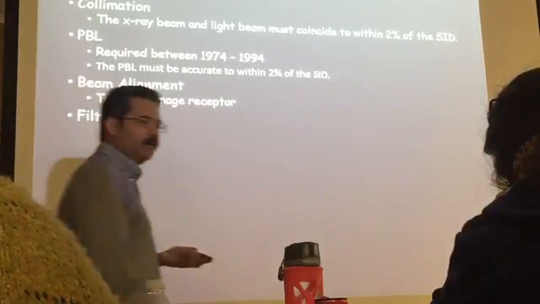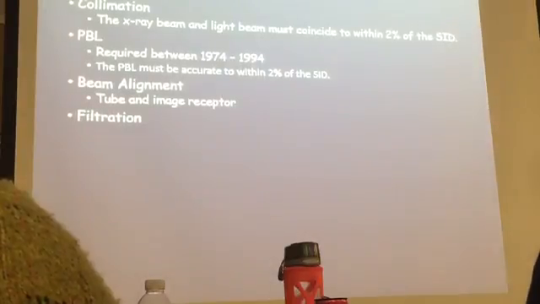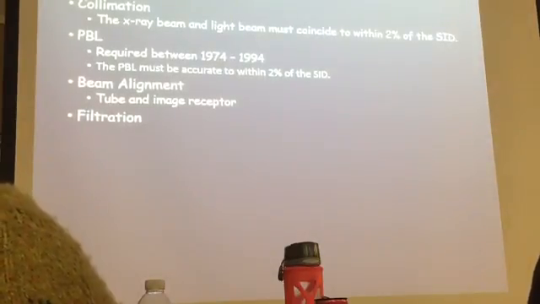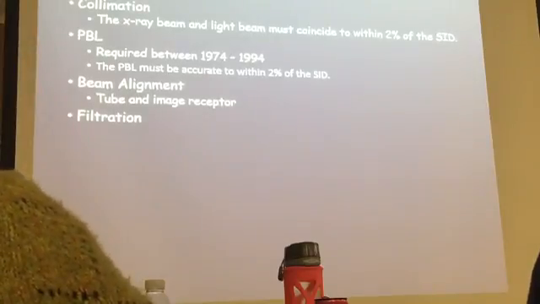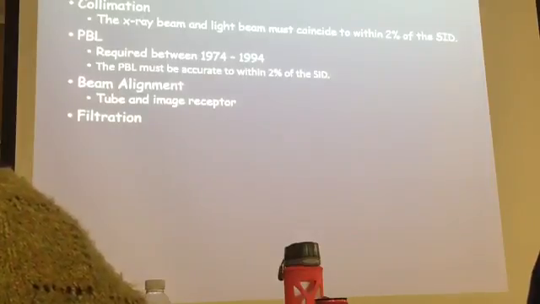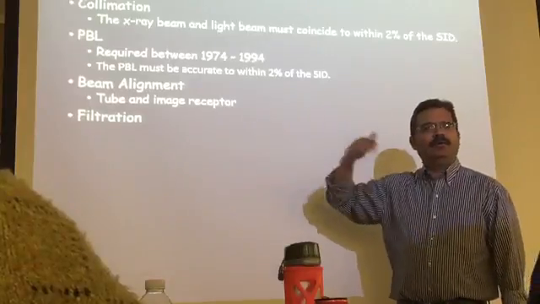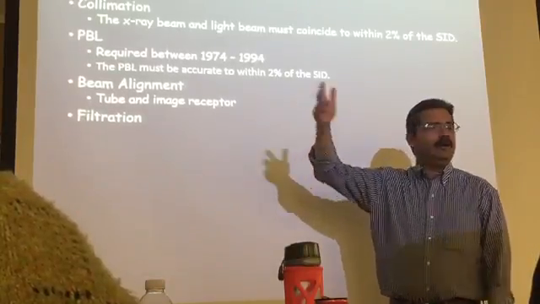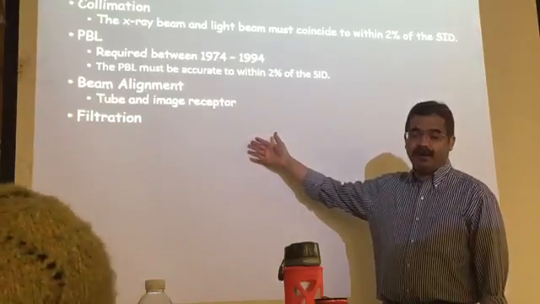Filtration is required in all X-ray equipment. And for X-ray equipment that is used at 70 kVp and higher, you need at least 2.5 millimeters aluminum equivalent. This is another feature where manufacturers don't take a chance. And when you measure filtration, how do you measure it, by the way? With the half value layer.